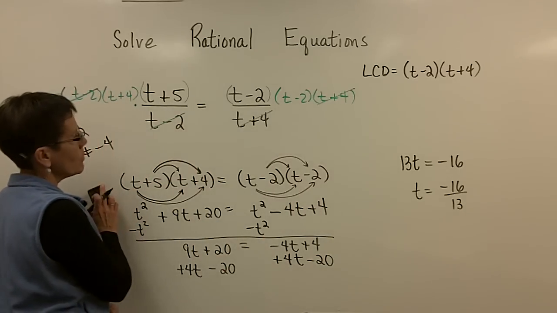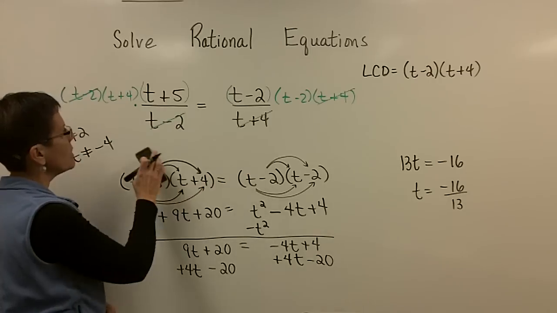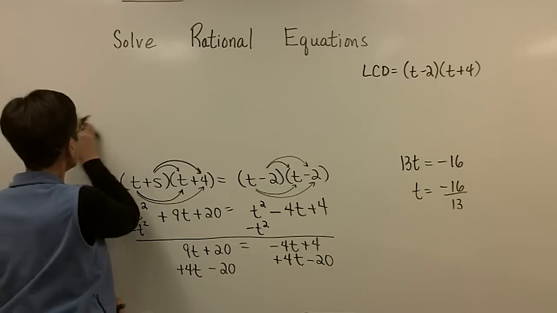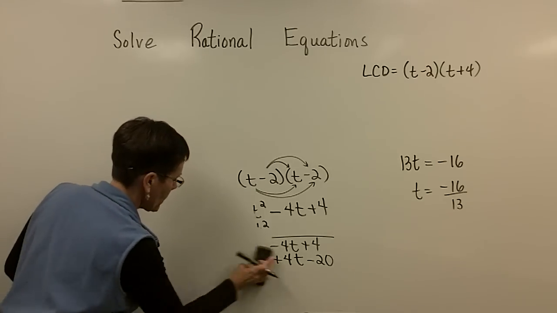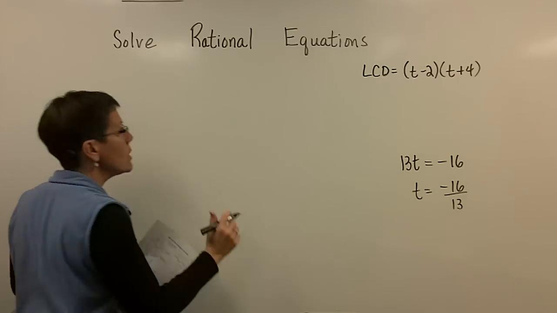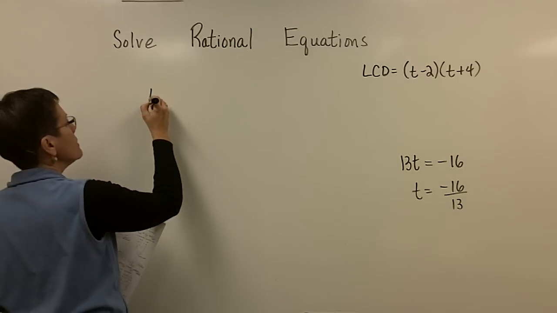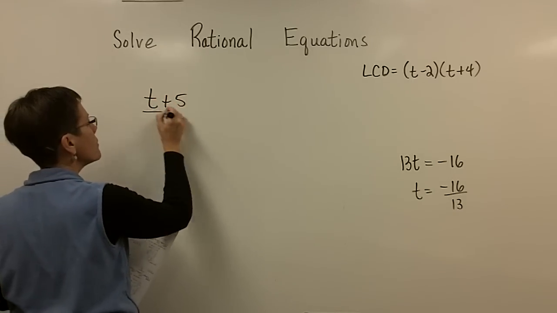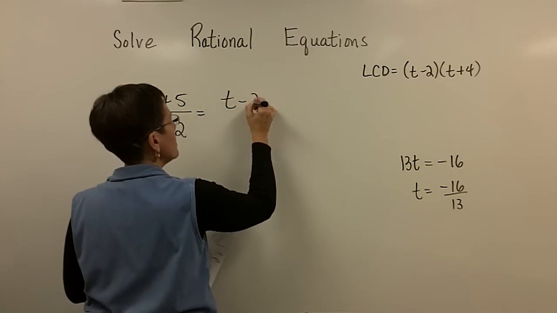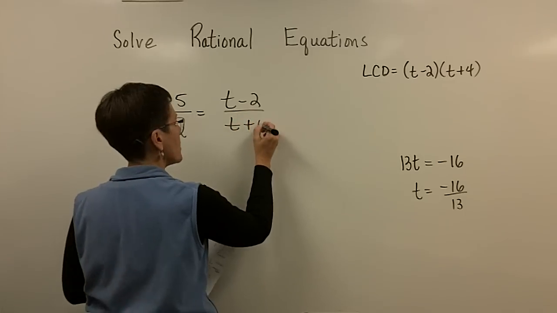So we're going to have to write the original problem, so let's just keep our answer down. Put the original problem back up here so that we can do the checking. And the reason I want to do it is many of us don't like to check with fractions. So the problem was (t + 5)/(t - 2) over (t - 2)/(t + 4).